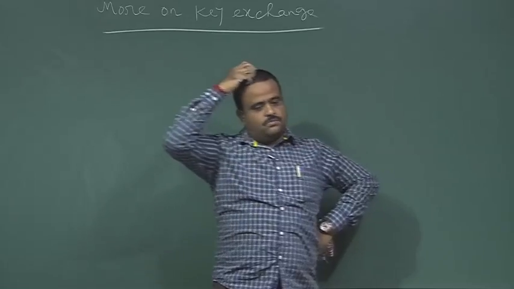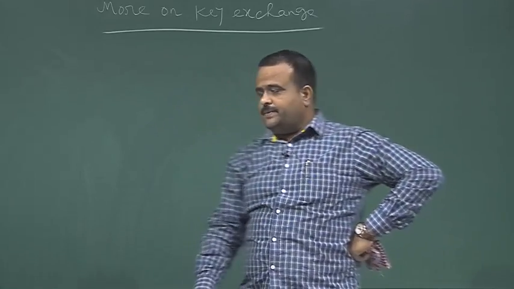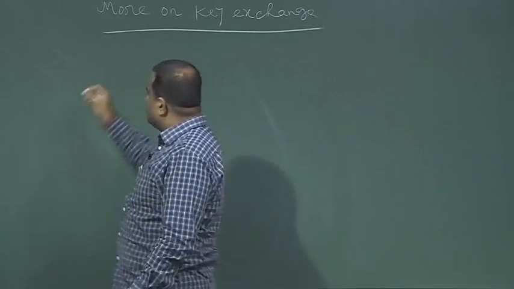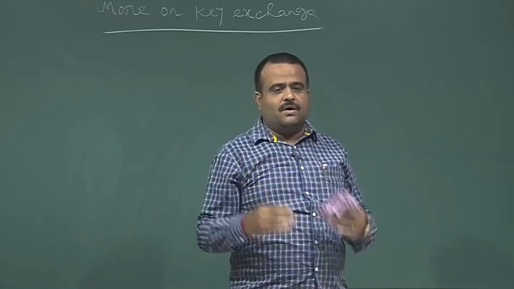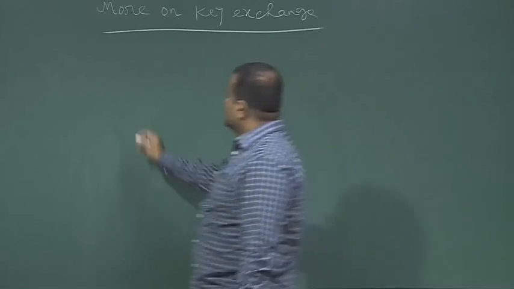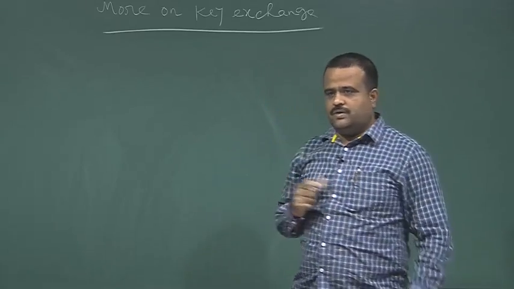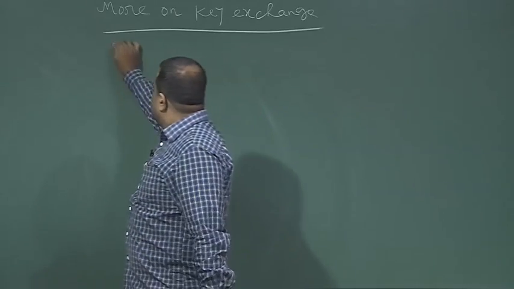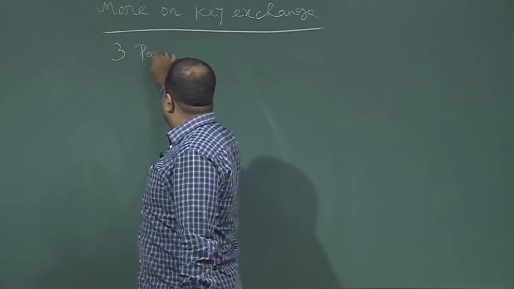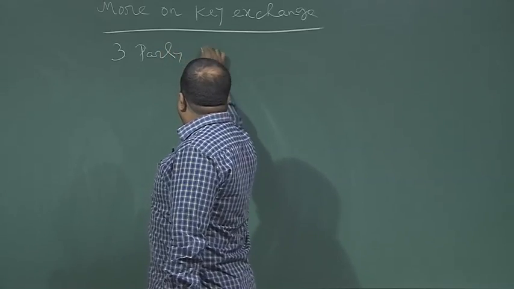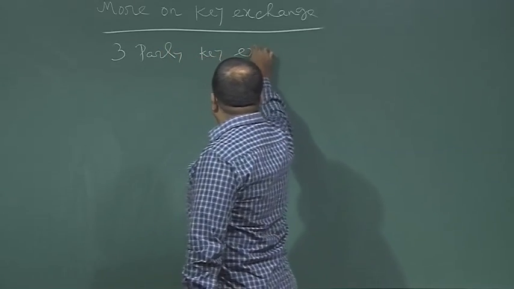Okay, so we will talk more about key exchange protocols, typically the 3-party key exchange protocol. So far we have seen how to do key exchange for 2 parties. We have the Diffie-Hellman key exchange protocol for 2 parties, Alice and Bob. Now we talk about 3 parties, and the key exchange protocol for them.